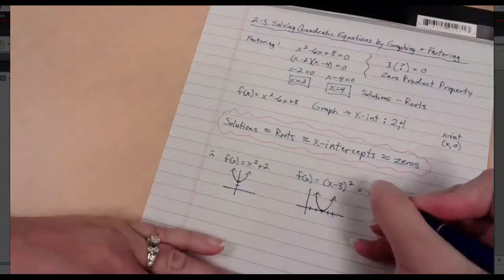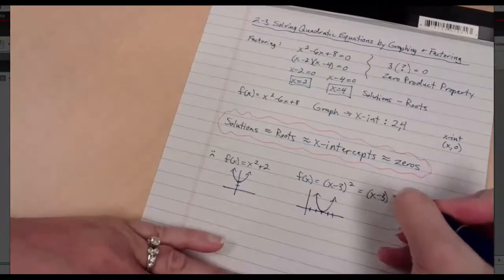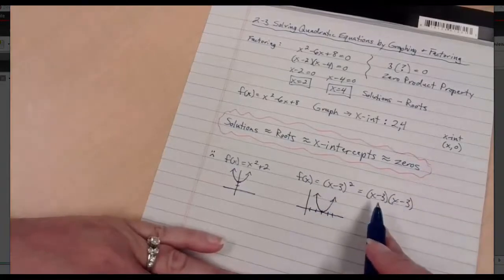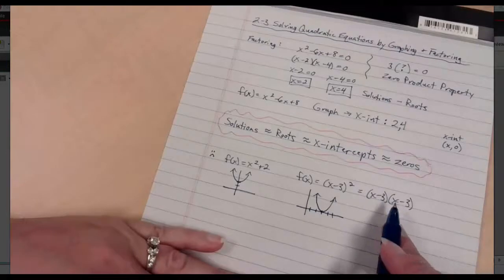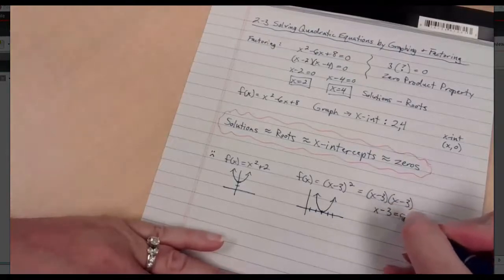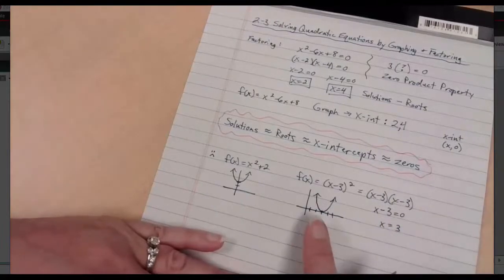What does x minus 3 squared mean? It means x minus 3 times x minus 3. That's what it means to square it. What if I set these factors equal to 0? If x minus 3 were to equal 0, that means that x would equal 3. Where does it cross? 3.